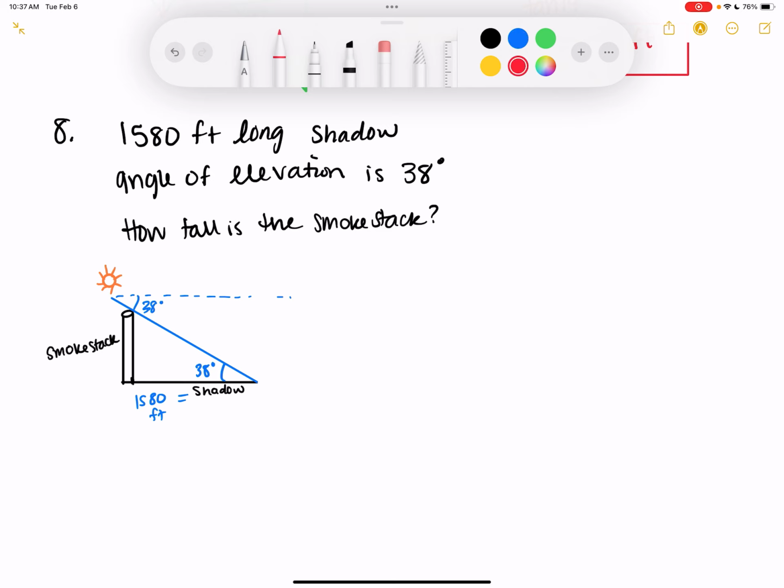So, any guesses on what trig function goes with this one? Tangent. I didn't even look, I just guessed by the way you said it. So the tangent of 38 is equal to x over 1580. So x is equal to 1580 times the tangent of 38.